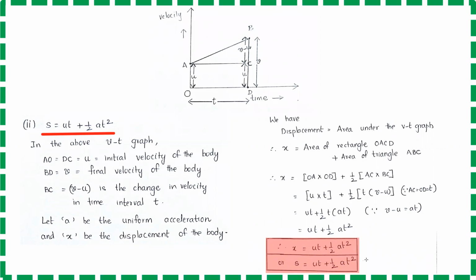You need not do anything here. Just under the graph, whatever the area is there, you have to calculate the area. Then finally, you will get the displacement. This is a very simple method. That is just to take the area of the rectangle and area of the triangle, add both of them. And finally, you will get the second kinematic equation, s is equal to ut plus half at square.